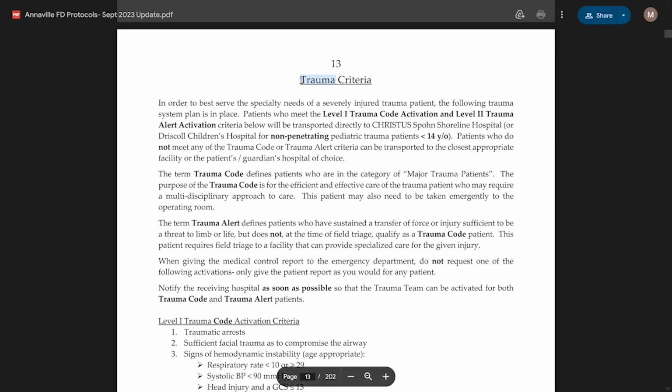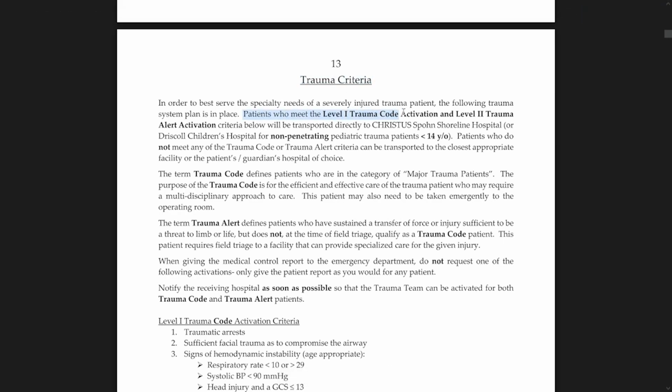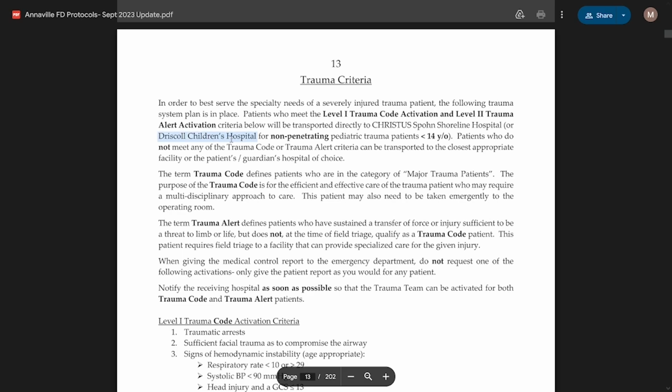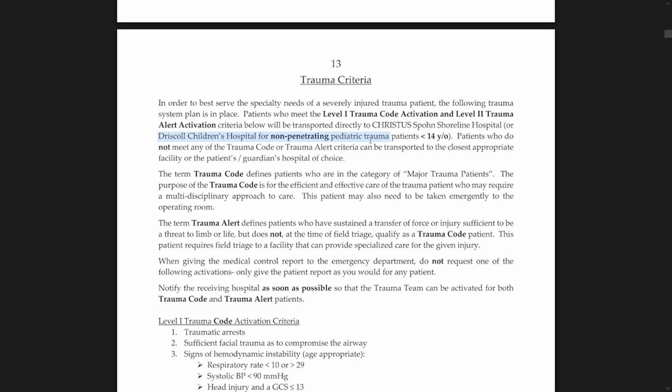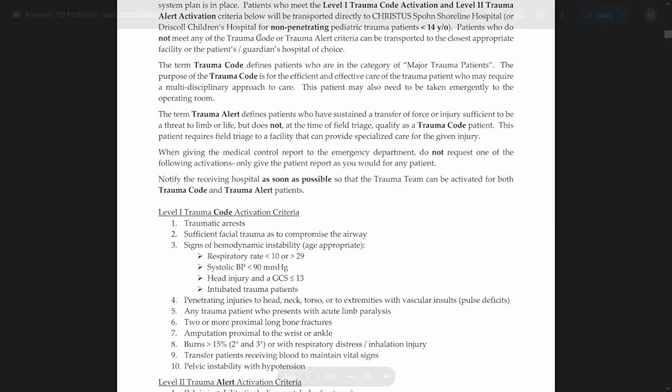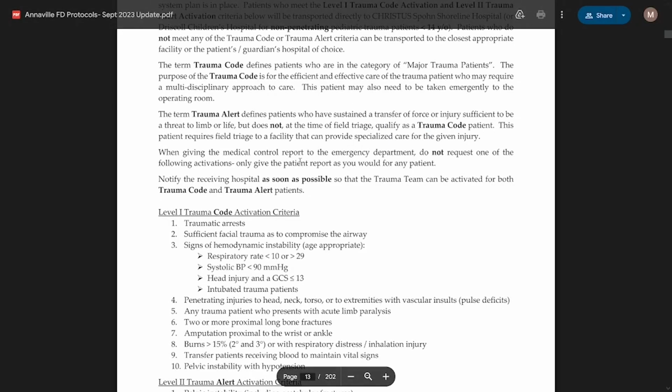Now, a really big section here is the trauma criteria section. Patients who meet level 1 trauma code activation and level 2 trauma alert activation criteria will be transported either directly to the one hospital that's kind of like our trauma hospital, or Driscoll Children's Hospital for non-penetrating pediatric traumas. If not, you are going to go to Christus Spohn Shoreline. It's just for our region, though. It's just going to depend on your region.